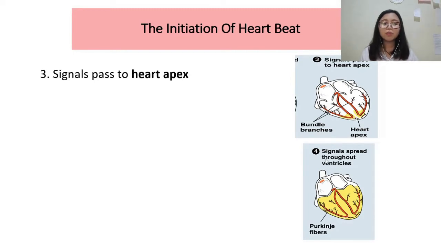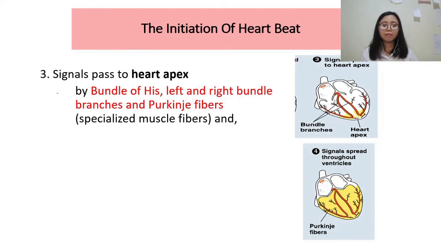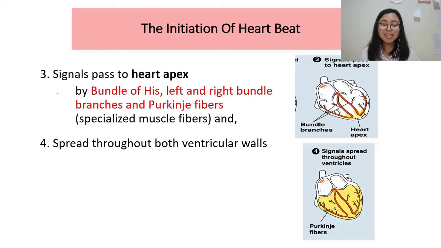Next, the signals will be passed to the heart apex. Dia akan dipas kepada hujung jantung. Daripada AV node, dia akan pas kepada hujung jantung melalui bundle branches ataupun bundle of His fibers. Bundle of His fibers ni dia boleh dibahagikan kepada kiri dan kanan. Cabang kiri, cabang kanan. Lepas melalui cabang kiri dan cabang kanan, dia akan melalui Purkinje fibers, specialized muscle fibers that can transmit electrical impulses very, very well. And then, these signals or these electrical impulses will spread throughout both ventricular walls.